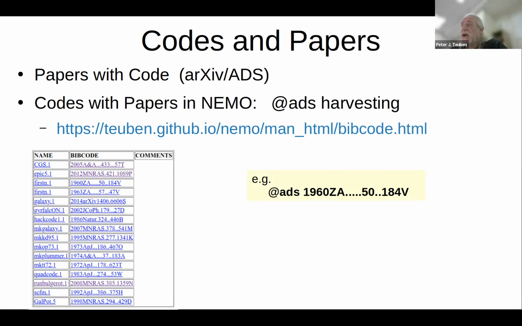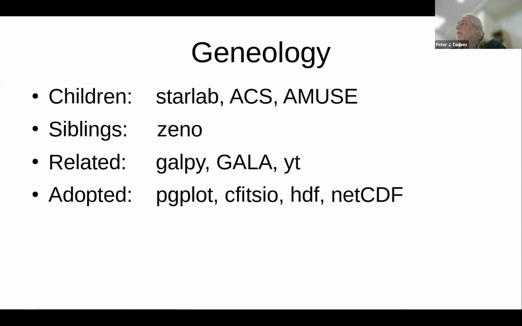Of course, when you go to arXiv, ASCL gave us a lot of power to find out what the codes are and what the papers that belong to it. But in NEMO, we have this ADS tag that we put in papers, and then we automatically harvest this table that you see below of all these public codes and where the paper is that belongs to that. And all you put in is a little ADS tag, and it harvests by itself.